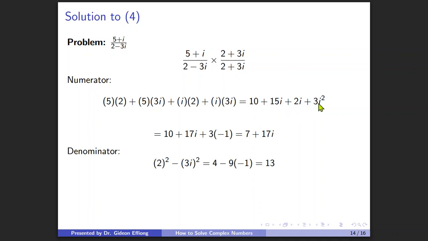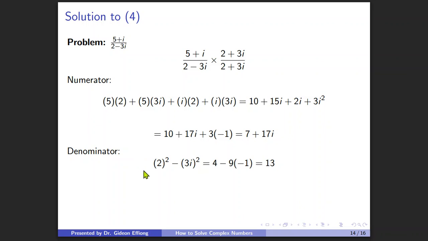This is i square. So you need to treat this i square. So when you treat it, you now have minus 1. So 3 times minus 1. When you simplify this line, you will have 17 plus 7 plus 17i.